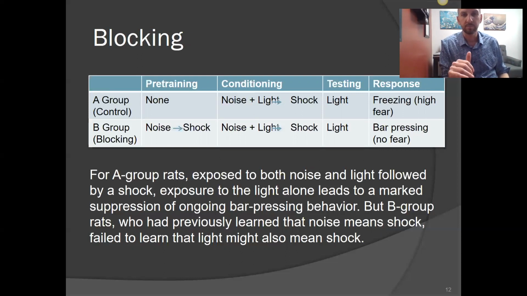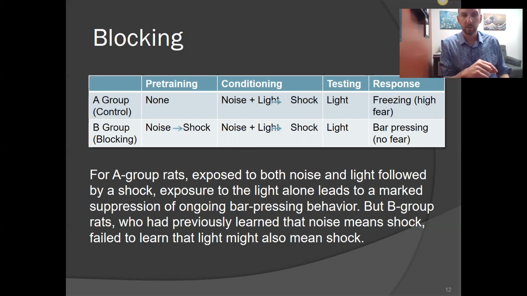What they found is that the first group, they would normally have noise and light. If you only show the light, the rats would freeze. They'd have a lot of fear, right? They'd be like, okay, well, the noise isn't playing, but that light's on. I'm scared. I'm going to get shocked.